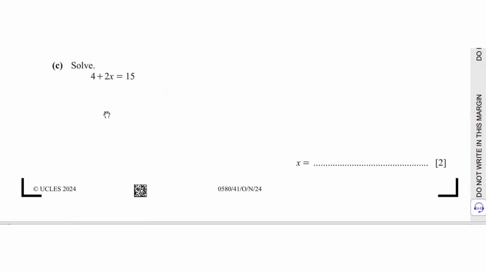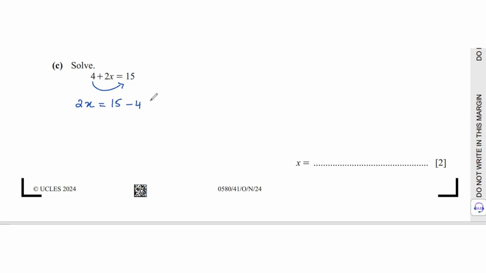Then it says solve 4 plus 2x equals 15. So this is an example of a multi-step linear equation where we need to isolate x and make it the subject to find its value. So the first step is to move 4 to the other side. When you move 4 to the other side, it becomes minus 4.